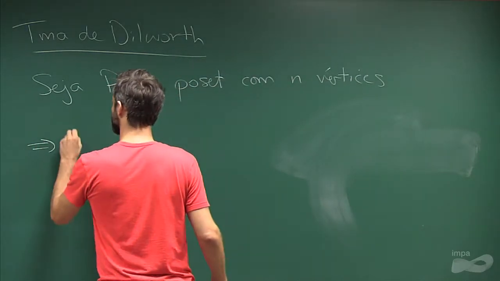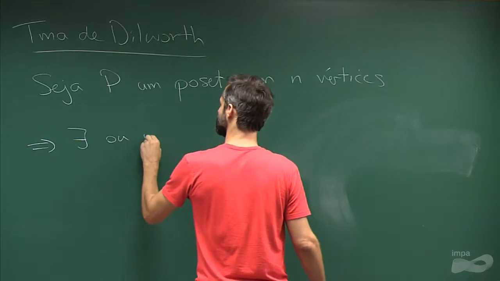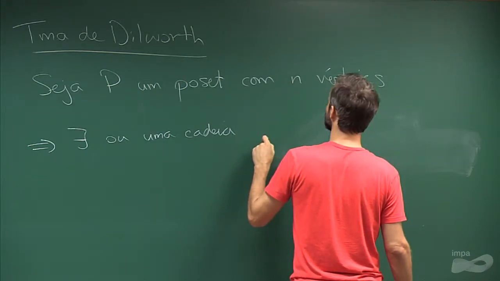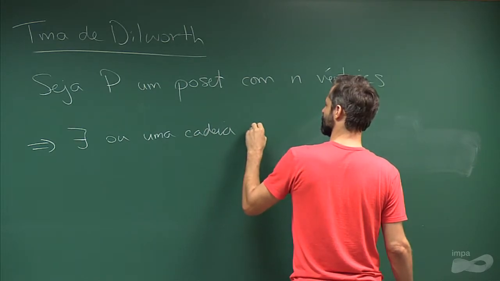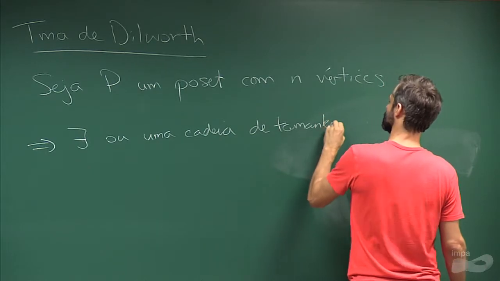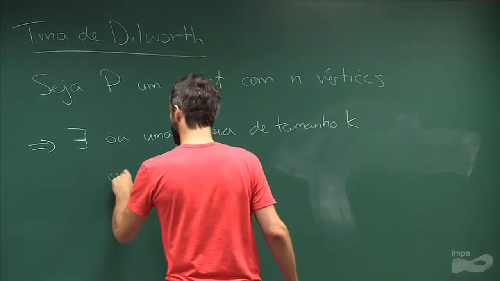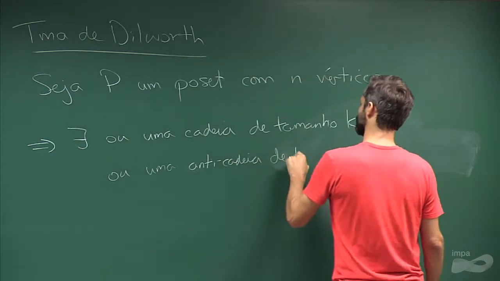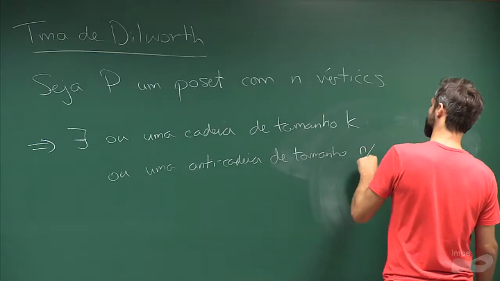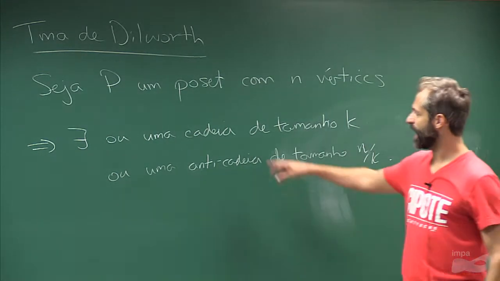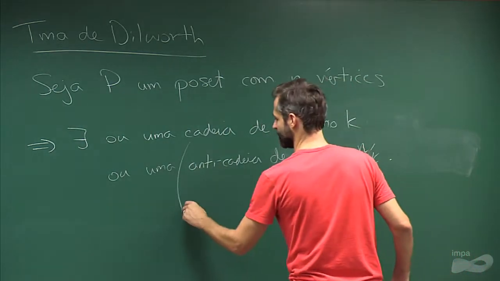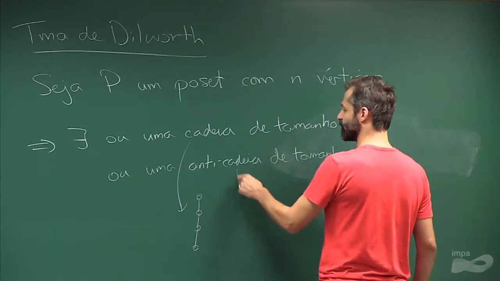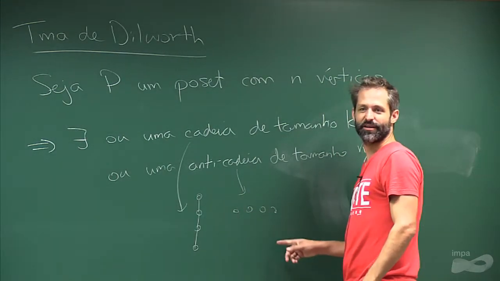So there exists either a chain of size k, or an anti-chain of size n over k. So what's a chain? A chain is a sequence of comparable elements. So this one is greater than that one, is greater than that one, is greater than that one. An anti-chain is a collection of incomparable elements. So none of them are greater than the other.